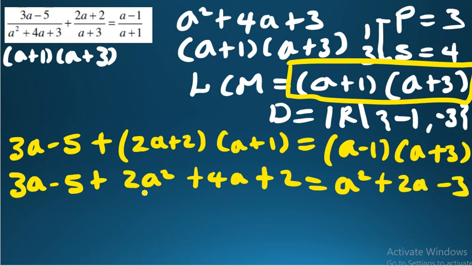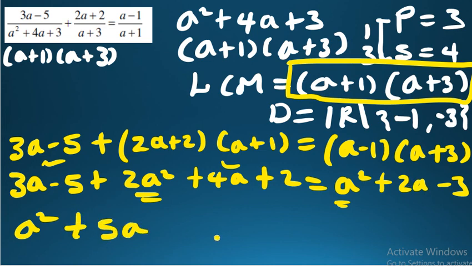Therefore, let's collect 2a squared here and a squared here. It will come, and then a squared remains. And 3a and 4a will be 7a, and this 2a will come and subtract, it's going to be plus 5a. Finally, the constant: -5 plus 2 will be -3, and this -3 will come and be added, it's going to be 0, so equal to 0 remains.